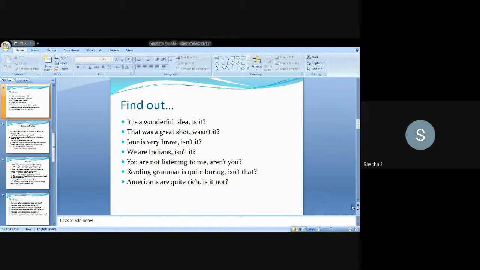Now, look at the fifth one. Here, it chooses the correct pronoun, he, for the masculine noun Jack. However, it uses an inappropriate tense for the tag question. Since the main statement is in the simple present tense, the tag must also be written in the same tense, and hence "does" and not "is" should be written here.